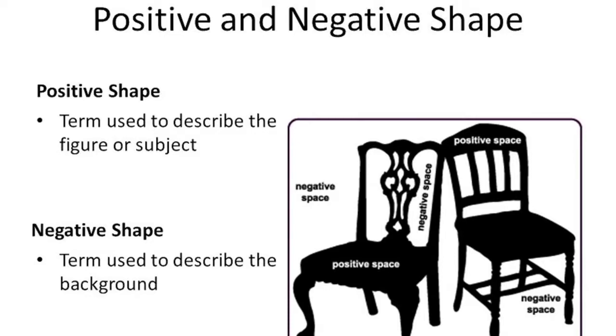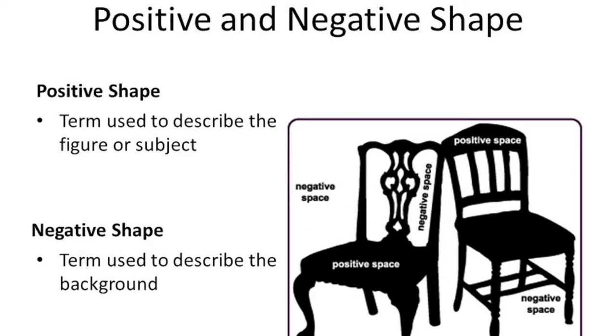If you look at all the chairs, the chair itself would be the positive space. So the object or whatever's in the page is considered the positive shape. However, the negative space is like the hole inside this chair, or the space around it, or the background. These are all negative shapes.